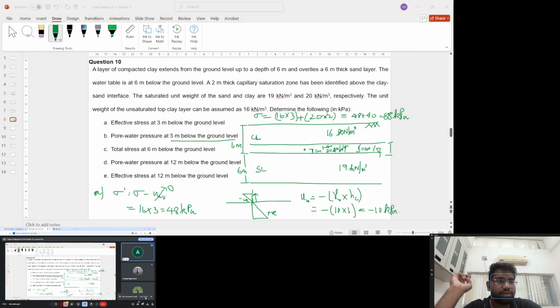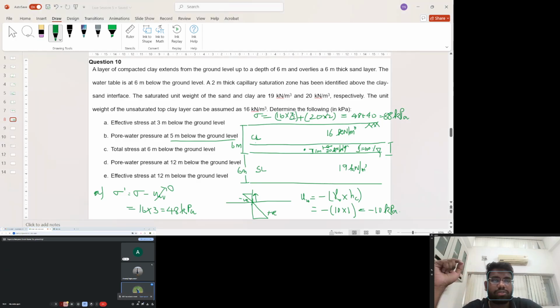Yeah, there was a small error. They asked the question at 6 meter depth, na, sir? Total stress at 6 meters. Yeah, above the capillary zone is 4 meters, but you have taken 3. Okay, I thought... it is a small error. 4, so it will be 64 plus 40, 104 will come. Yes. Thank you. Welcome, sir. So that is the total stress at 6 meters.